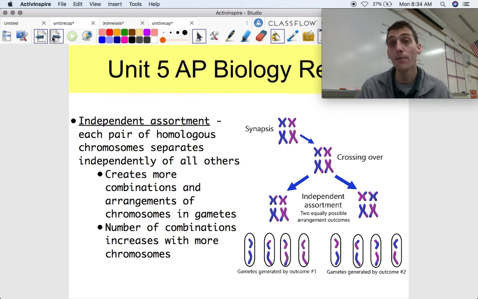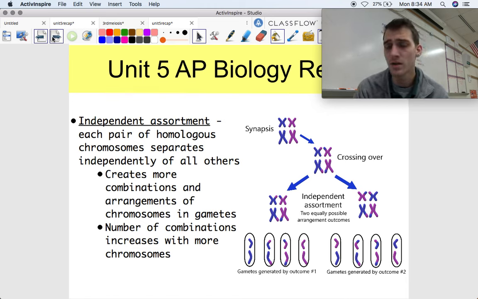Okay, a couple things are going to make sure that these gametes are genetically unique. One of them is what's called independent assortment, and Mendel talked about this too. We're going to talk about him in a sec. But independent assortment is defined as each pair of homologous chromosomes separates independently of all the other ones. So that means the inheritance, this is a law, right? The inheritance of one set of chromosomes does not affect the inheritance of any other chromosomes.